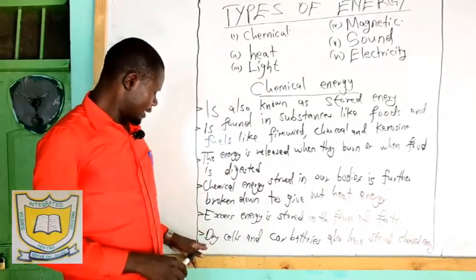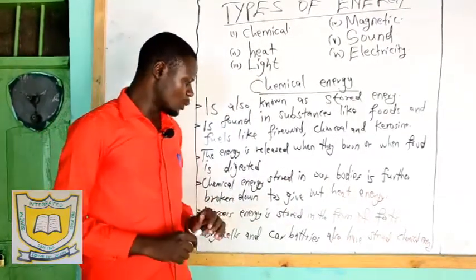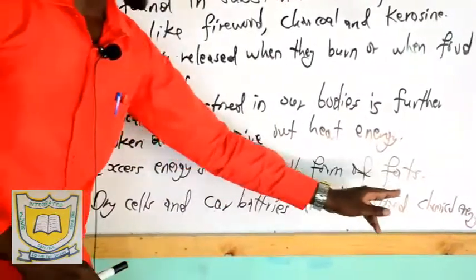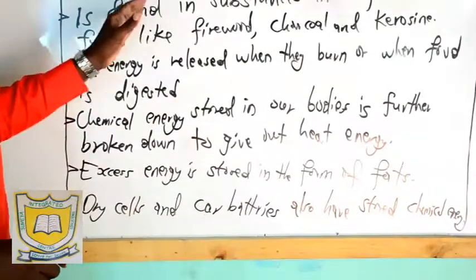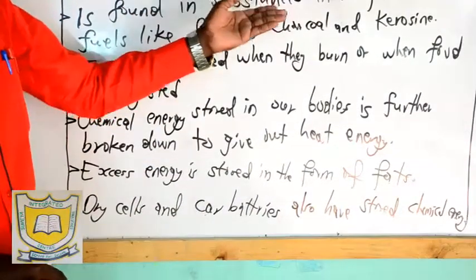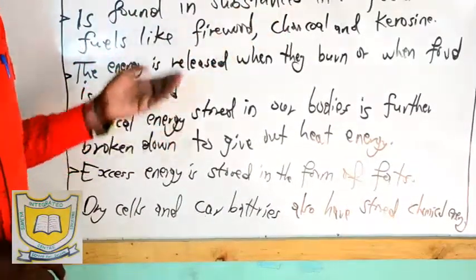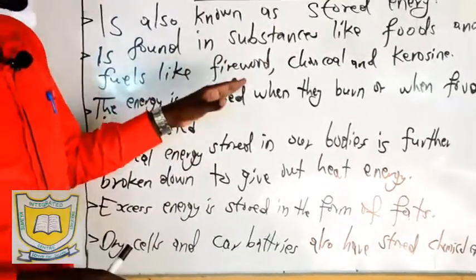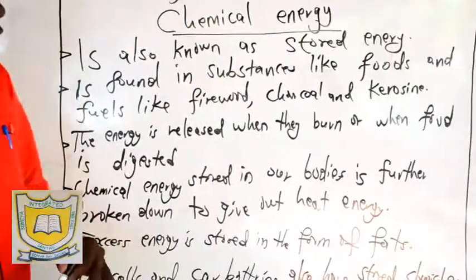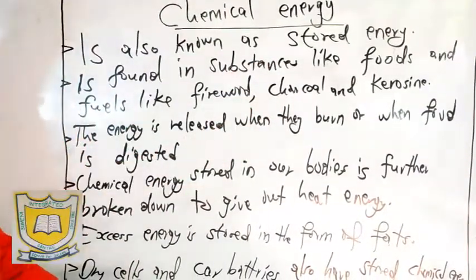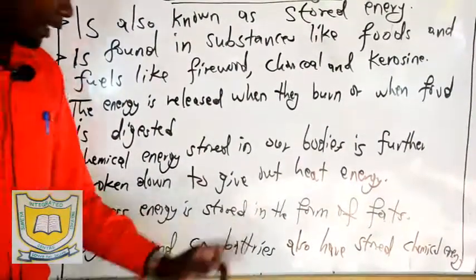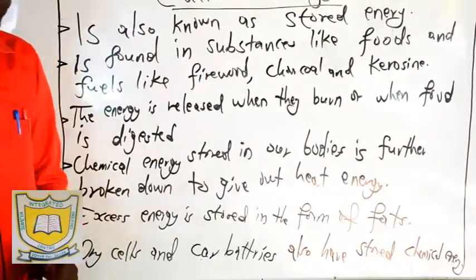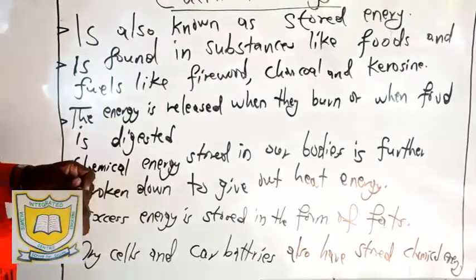Last point: dry cells and car batteries. Without forgetting, dry cells and car batteries also have stored energy. So we have talked about food and fuels as the types of items that have chemical energy. To add on to foods and fuels, we also have dry cells and car batteries as other forms of chemical energy.